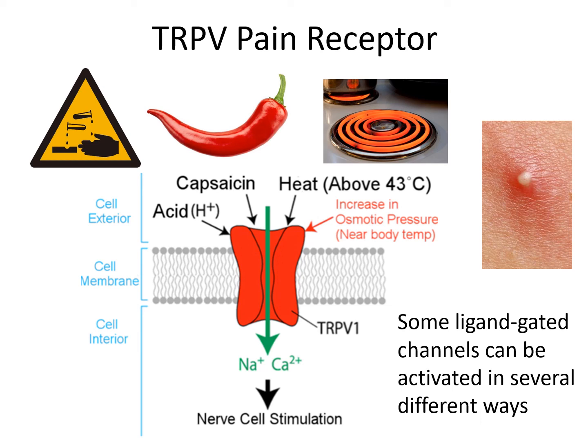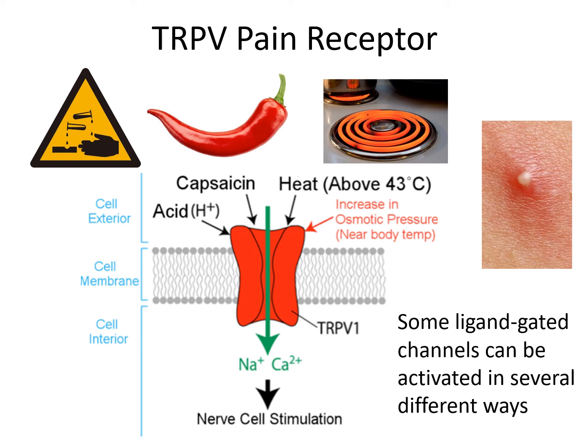What you're seeing here is an example of a channel that's found in pain receptors within your skin. If the skin is exposed to a strong acid, what happens is the high concentration of hydrogen protons causes a change in the shape of the channel. It's usually closed, but in a high acidic environment it opens up, and it allows positively charged sodium and calcium to rush into the cell, change the membrane potential of the cell, and cause the cell to send off an action potential.